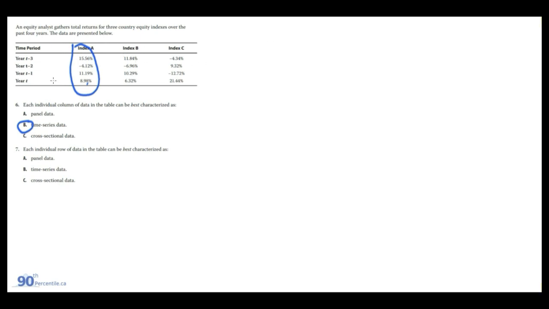Whereas if we're looking at the rows, let's just take this one. If we're looking at this row, we have a certain period of time and we're comparing different data points, or different indexes in this example. So this is an example of cross-sectional data, where it's a snapshot in time and we're comparing information across different data sets.